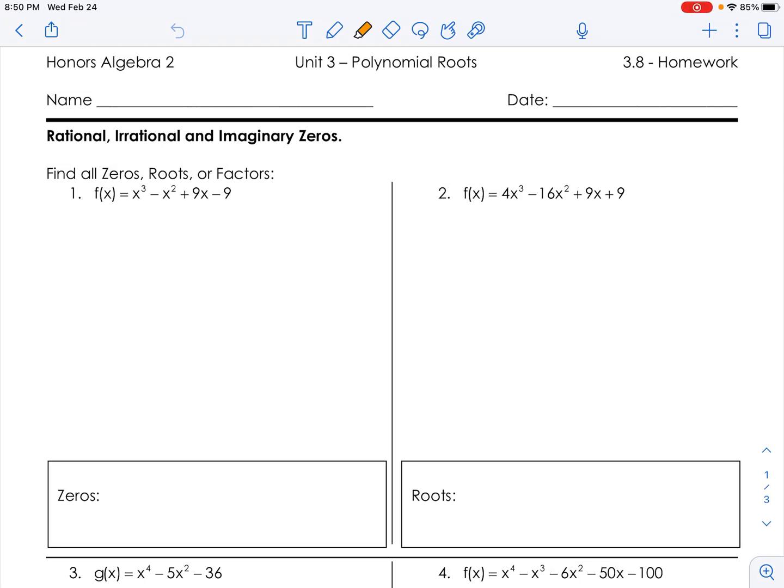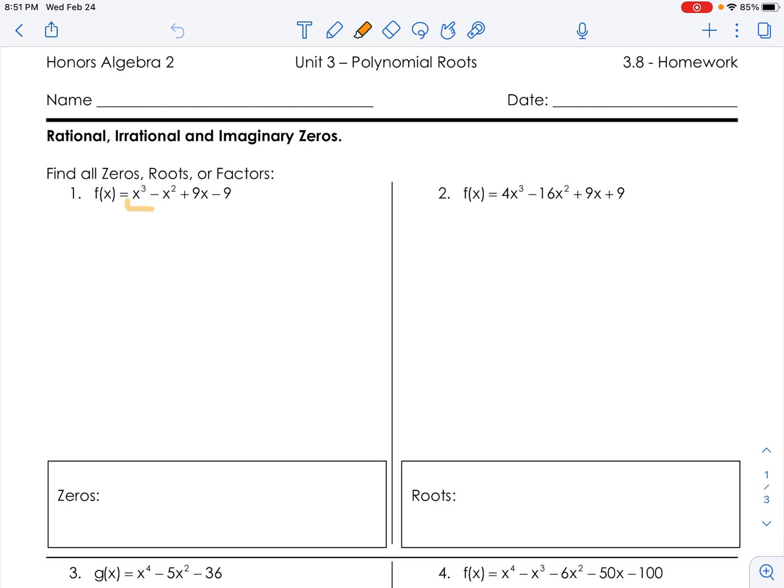3.8 homework, finding all zeros: rational, irrational, imaginary. So what techniques should you use? Well, factoring is a great technique. Using Desmos to find one of the zeros, then using synthetic division to reduce the polynomial so that you could possibly factor or use the quad formula.